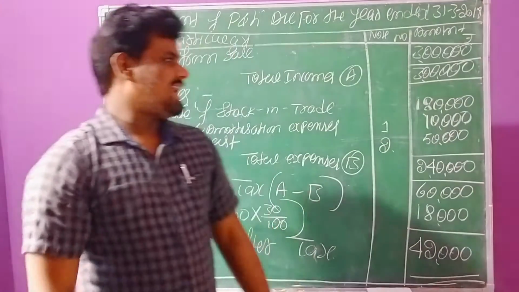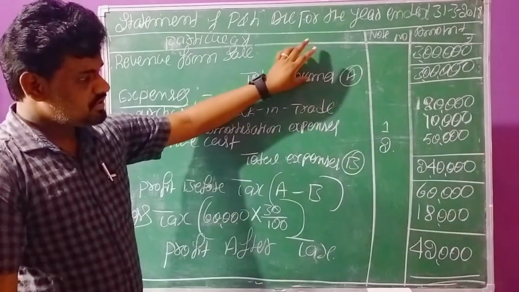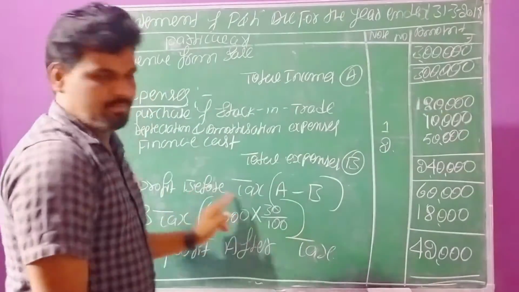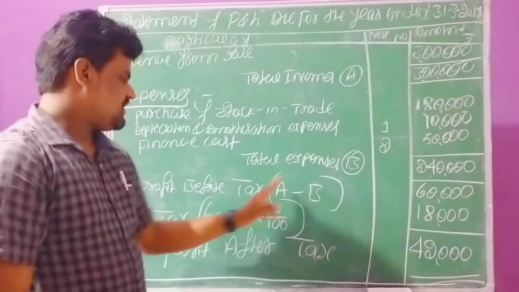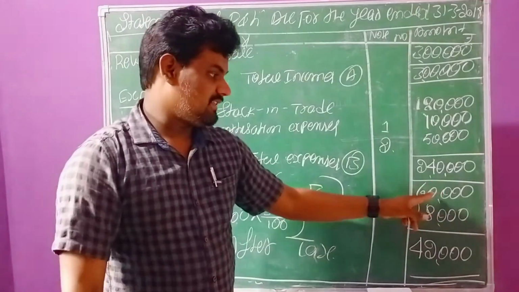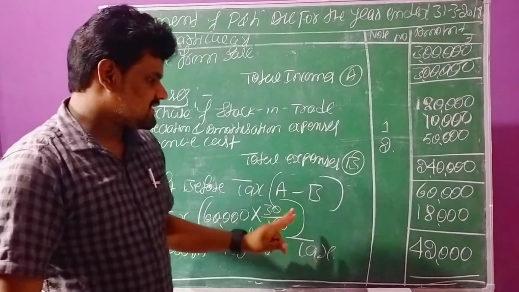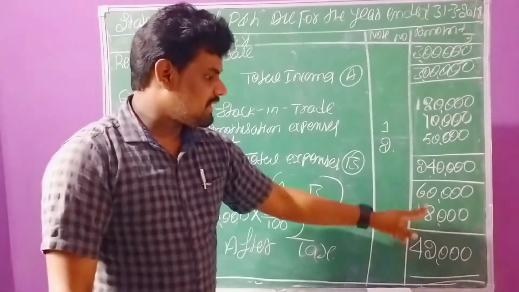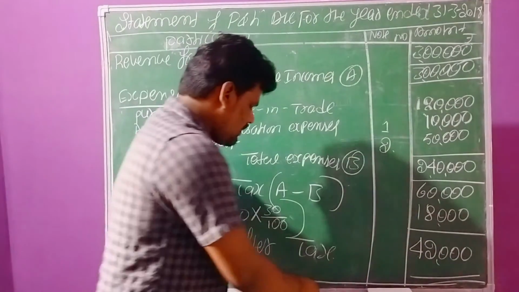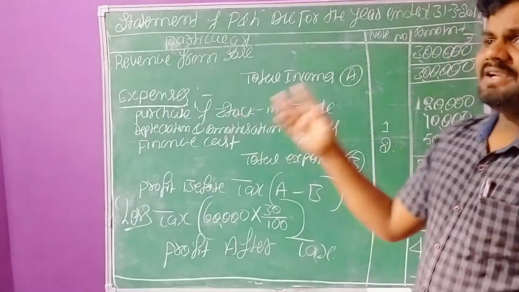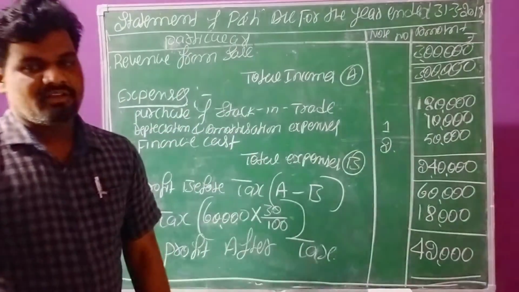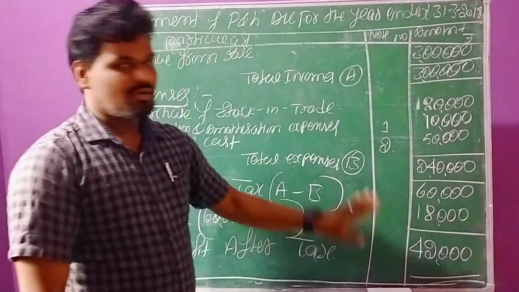So in this question we classified total incomes, I mean total revenues, and total expenses. Total incomes minus total expenses gives profit before tax. A minus B, the remaining difference is profit before tax. Again we have to calculate tax. The rate of tax is given as 30%. 60,000 into 30% gives you 18,000. 60,000 minus 18,000, the remaining balance is 42,000. So after deducting all the expenses and taxes, the remaining balance is called total profit during the year. So this is the solution for this question.